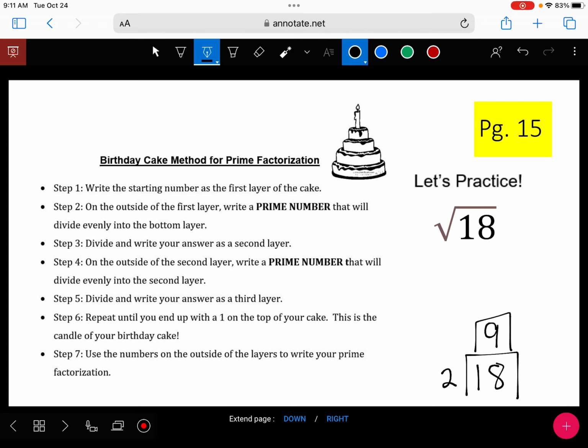Okay, can I divide 9 by 2? No? Okay, well, can I divide it by 3? Yes. All right, so let's put a 3 on the outside. 3 goes into 9 3 times. 3 goes into 3 1 time. So now I have a 1. You have to keep going until you get to step 6, which is a 1 at the top of the cake. Okay? And then we use the numbers on the outside to write your prime factorization.